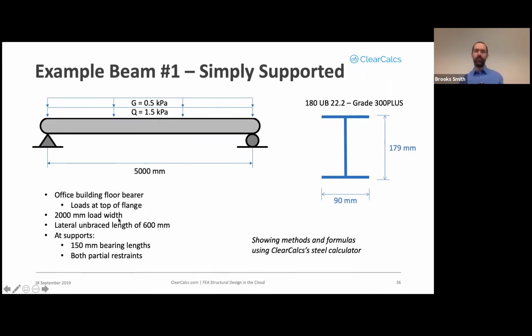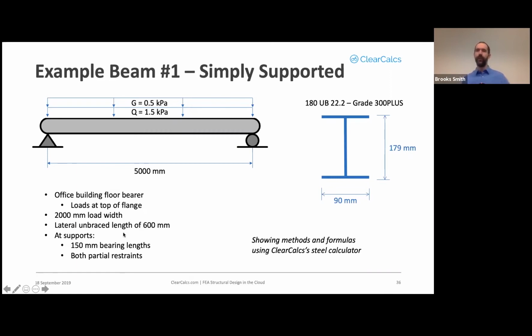We are going to assume a 2 meter load width for that, and we're going to assume this is in an office building floor bearer. As for most beams, we're going to assume that the loads are all at the top of the flange. And we're going to assume that because this is a floor bearer, all the joists provide lateral bracing. So joists spaced at 600 millimeters, lateral brace length is therefore 600 millimeters.